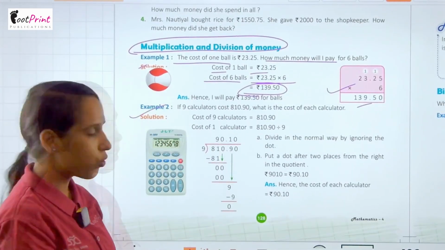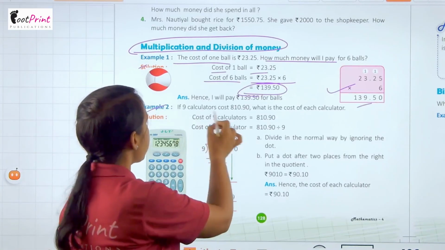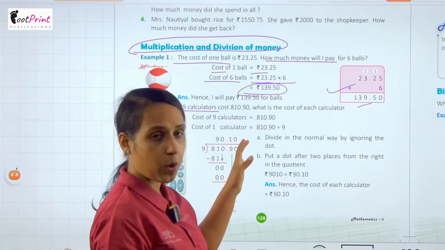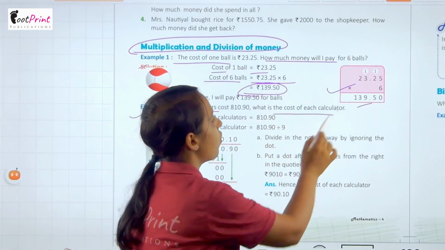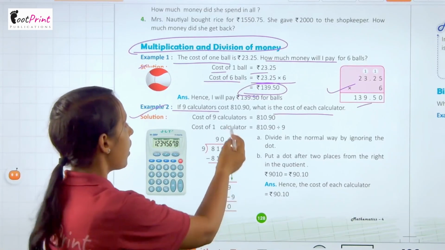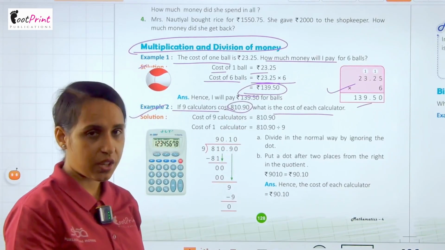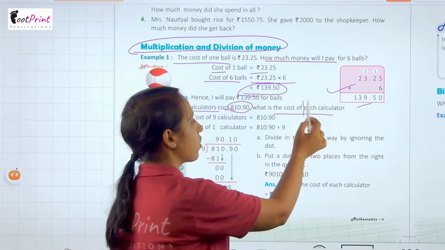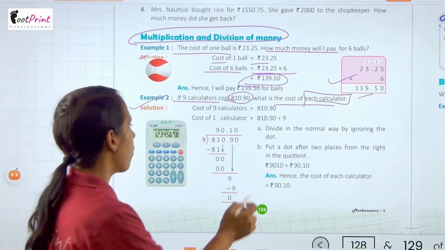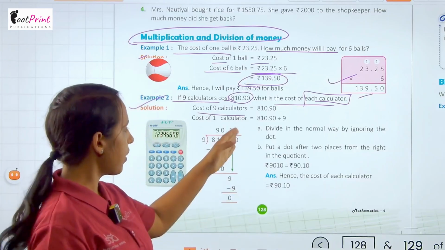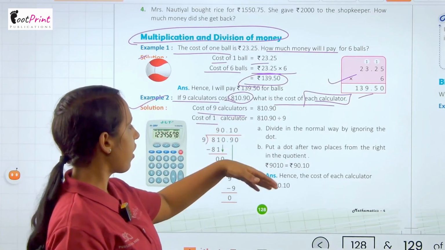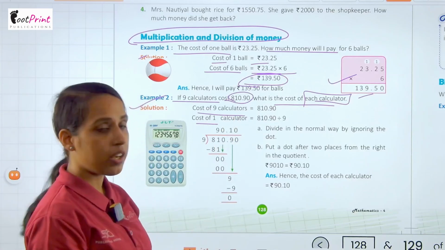Next, example number 2. If 9 calculators cost 810.90 rupees, what is the cost of each calculator? Ab yahan diya hai jo 9 calculators hain na unki cost hai 810.90 rupees. So we have to find out the cost of one calculator. Here we write first, cost of 9 calculators will be 810.90 and cost of one calculator will be, we will divide the given cost by 9.